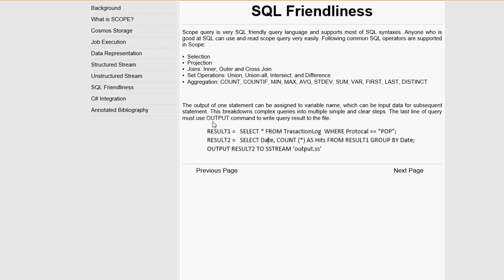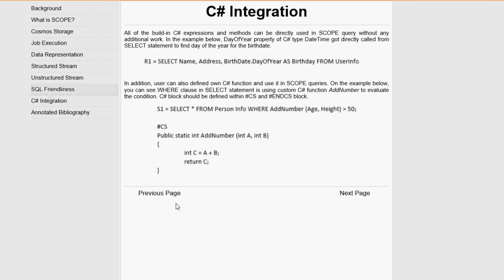And always the last line of the SCOPE query has output, to write the result into the file. Finally, the most powerful thing in the SCOPE query language, compared with other big data solutions, is that it is tightly integrated with C Sharp. All of the built-in C Sharp expressions and methods can be directly used in the SCOPE query in the select statement.